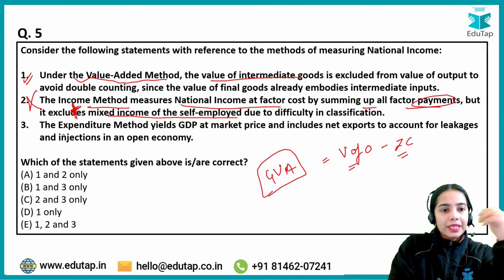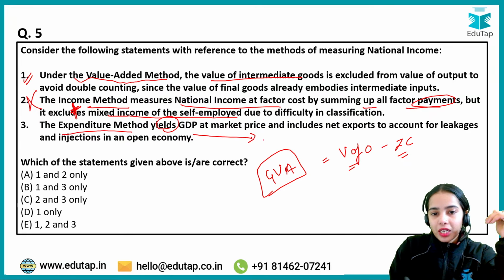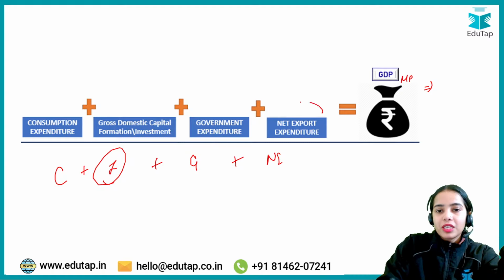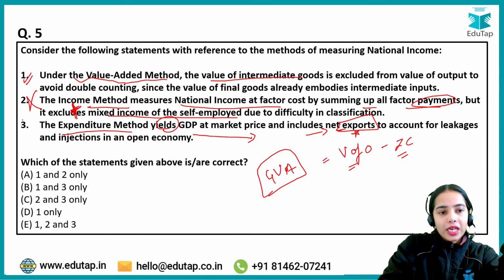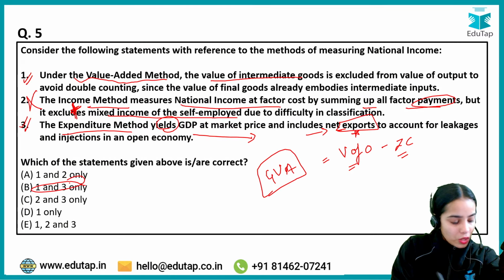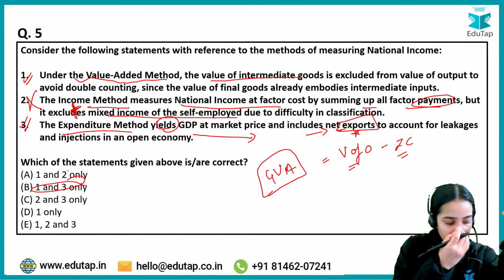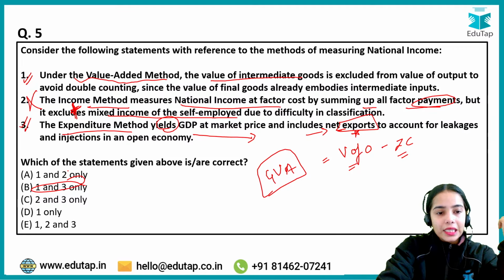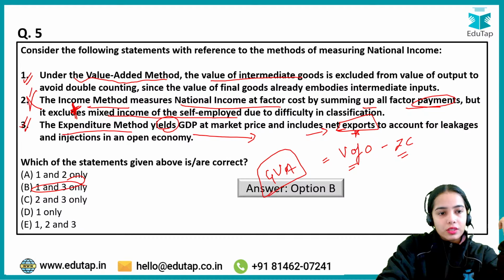So this statement is wrong. The expenditure method yields GDP at market price and includes net exports. Yes, in the expenditure method, we include the net exports. So 1 and 3 were correct and that's why the answer was B. Okay, Sonu has given the right answer. Very good. The second statement was wrong. So B is the right answer, 1 and 3 only.